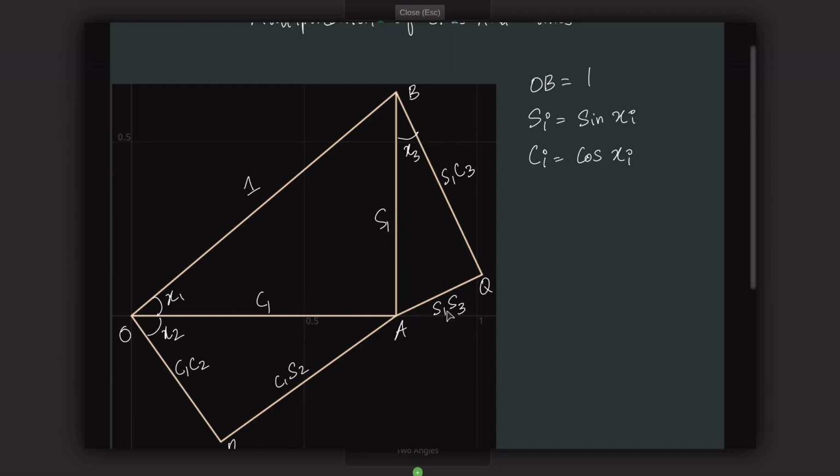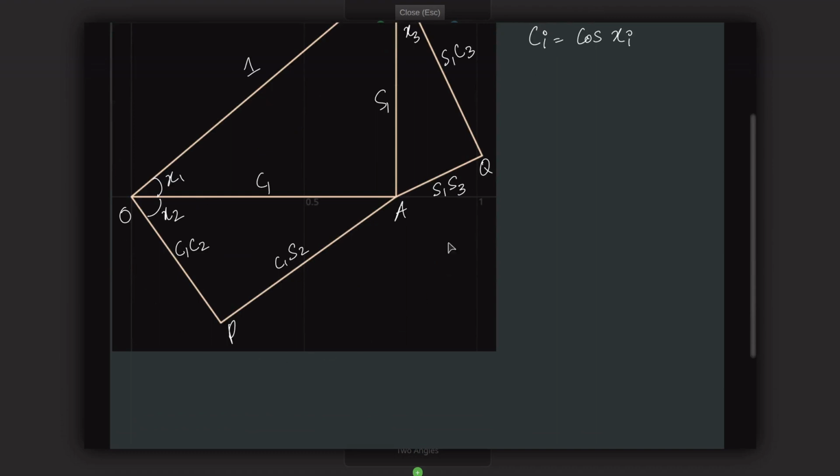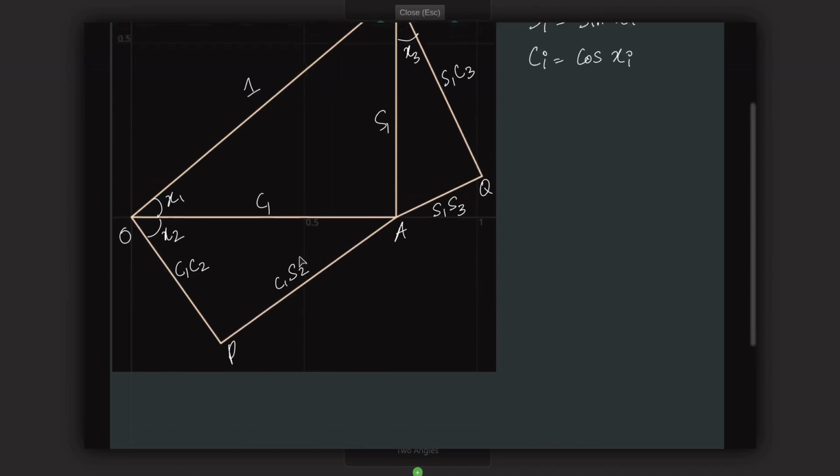And these two lengths can be built on the top of S1. How? We know this angle is x3, then this is the adjacent side, so S1 times cos x3, and this is the opposite side, S1 times sine x3. And we can do the same for here. Then everything will be built on the top of cos x1. Cos x1 cos x2, cos x1 sine x2.